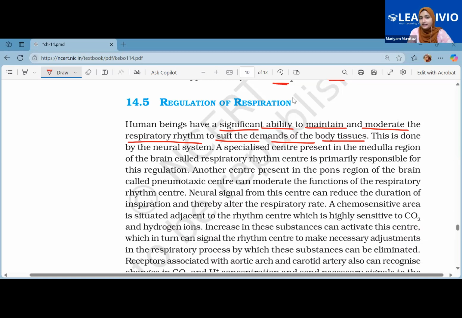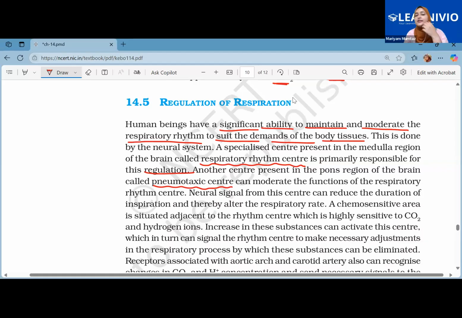Now, in our brain, if you people remember from class 10th, our brain has a medulla region, hindbrain. In our brain, there is a region called the respiratory rhythm center. And this is responsible for the regulation of our breathing. Another center present in the pons region of the brain is called the pneumotaxic center. Now, medulla and pons, all of you know, are the parts of the hindbrain, right? People have studied in class 10.